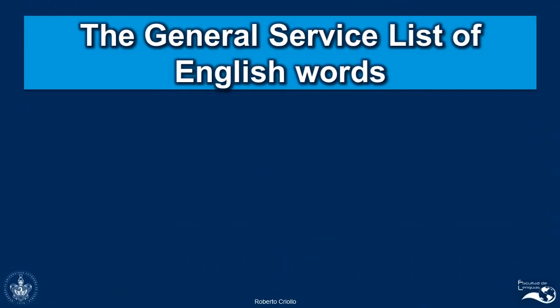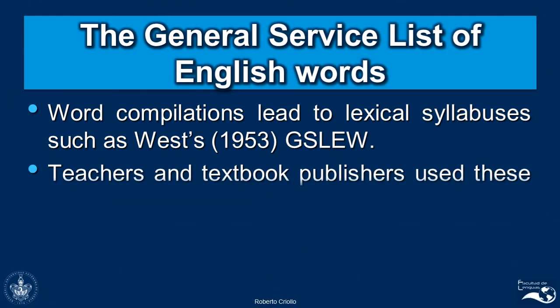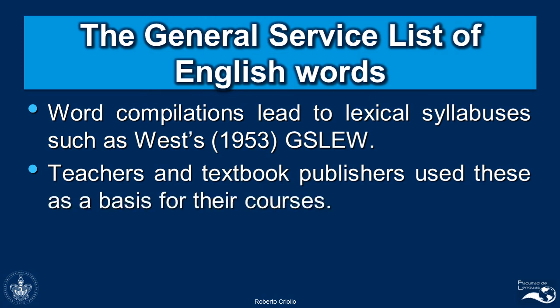So by compiling and putting together groups of words, linguists created what we call lexical syllabuses. That means groups of words that are important to teach. And one of the best examples is Michael West's General Service List of English Words, which was published in 1953. This was a very important guide because it helped teachers and textbook publishers to develop the early English language courses.